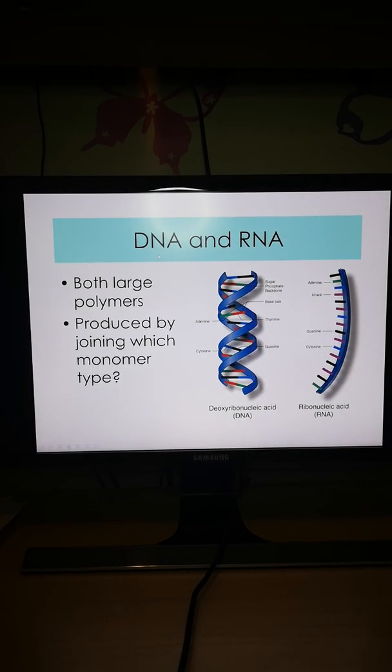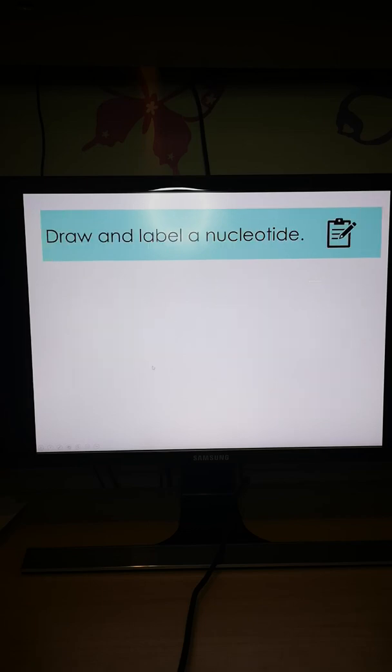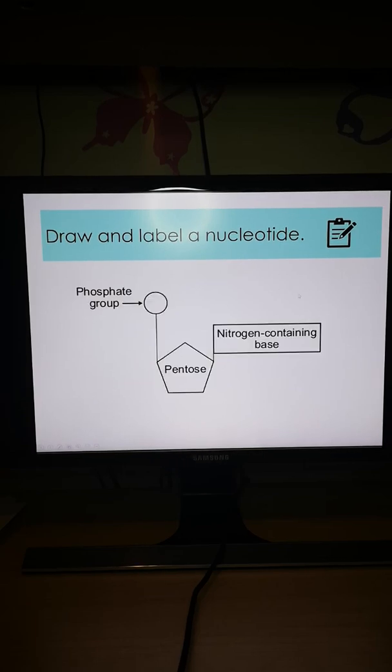Okay, so what do we know about structure then? DNA and RNA both are polymers, and they're produced by joining which monomer type? Okay, get yourself drawing now. I'm hoping we've recalled it's a nucleotide. Okay, so both DNA and RNA are nucleotides, but can you draw and label one for me? Generic structure. Should look like that. We should have a pentose sugar, phosphate group, and a nitrogen containing base.